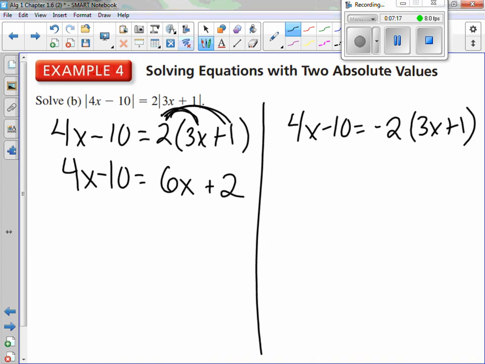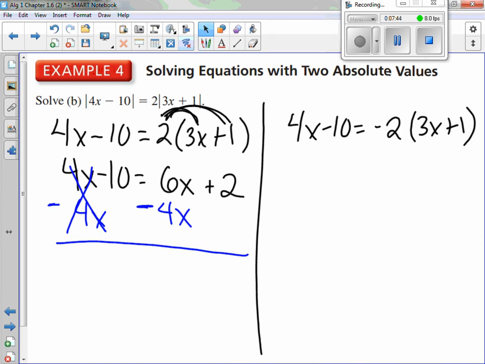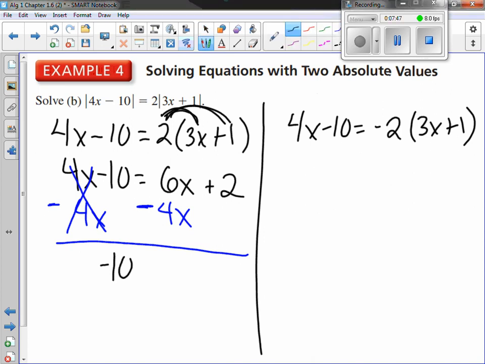Now we need to get x's on the same side. So to do that, we're going to add or subtract something from both sides. Well, for this here, I'm going to move the 4x to the other side. So I'm going to subtract 4x from both sides, because when I subtract 4x from both sides, it's going to move it from one side to the other. So this 4x and this 4x will cancel. And all I have left on this side is negative 10 is equal to, well, 6x minus 4x will give us 2x, and then we have plus 2.